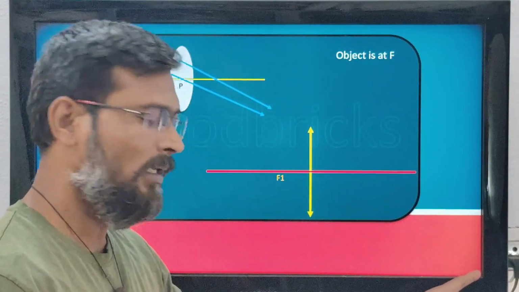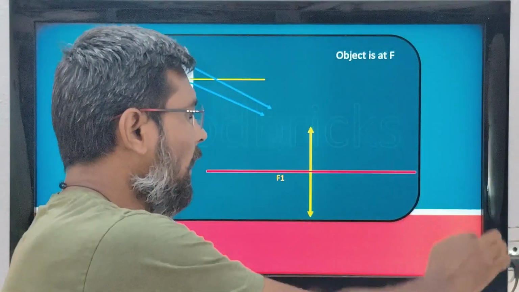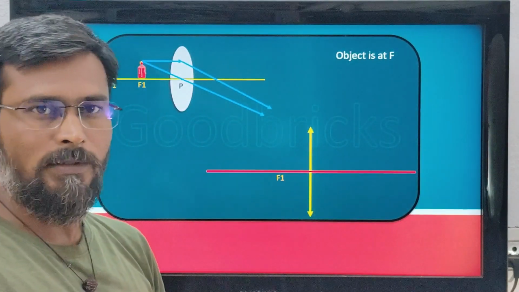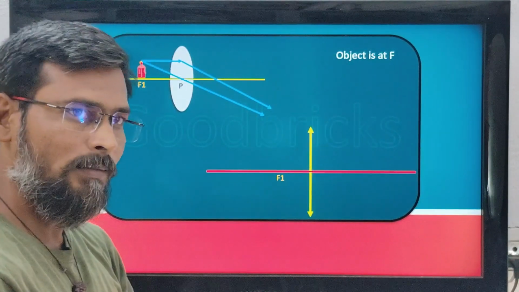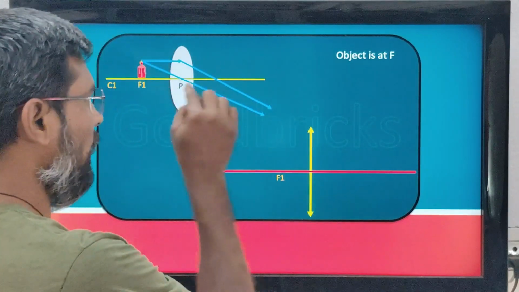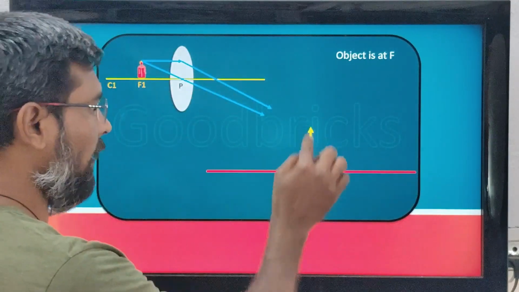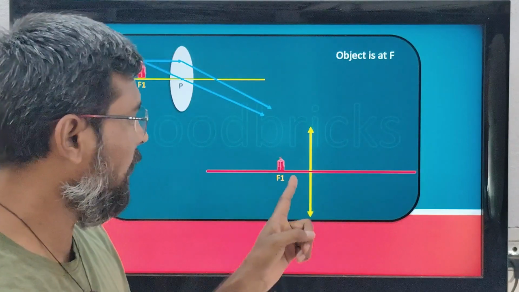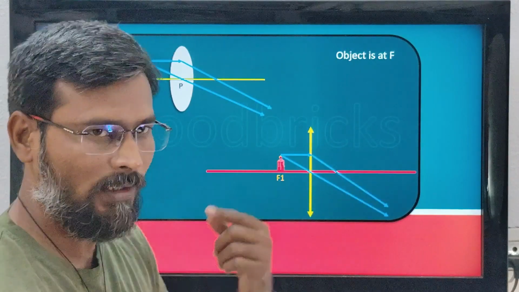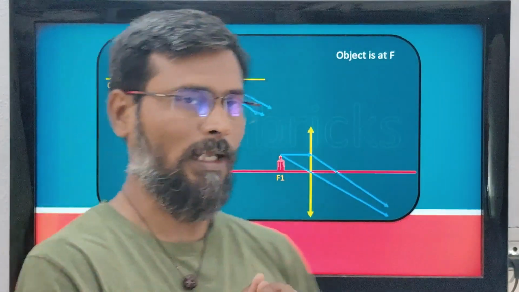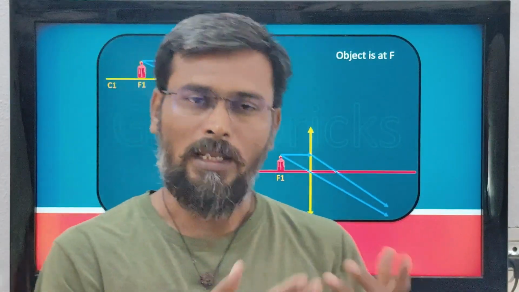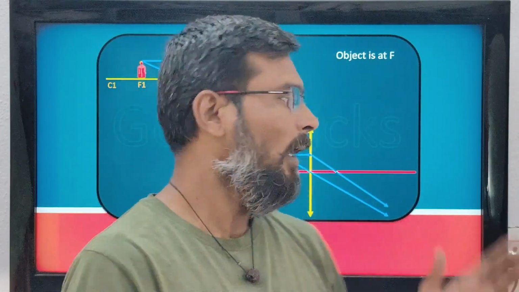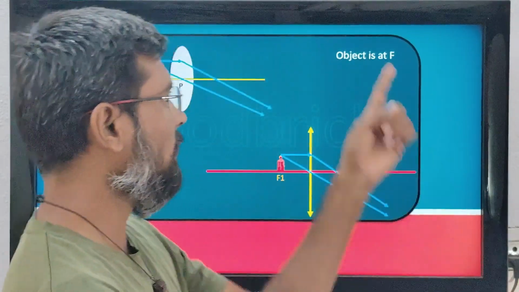For example, if it is converging here, a highly enlarged inverted image will be formed. So this is how you need to draw a diagram when the object is at F. Again, if you are a lazy fellow, what you have to do? Instead of drawing this lens, you can draw this symbol, and as shown here, you can draw the complete ray diagram. And if you talk about the characteristics, the image will be highly enlarged, inverted, real, and at infinity, the image will be formed when the object is at F.